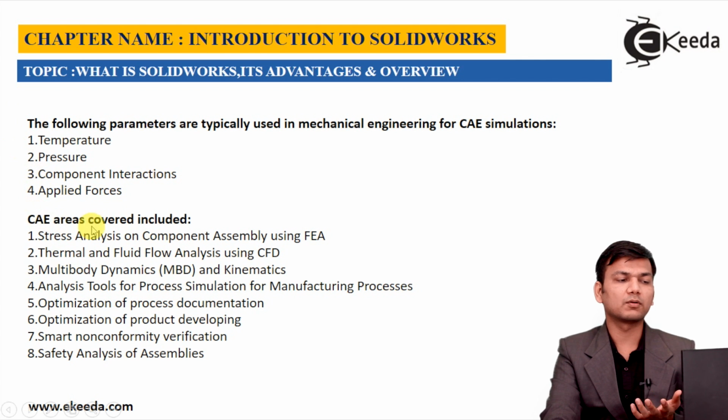Now, CAE areas covered include, first, stress analysis on component assembly using finite element analysis. Basically, in this, finite elements are created, that is the mesh. Second, thermal and fluid flow analysis using CFD, likewise pipe structures or boiler structures. Third is multiple body dynamics and kinematics. Fourth, analysis tools for process simulation for any manufacturing processes, like in lathe machines or drilling machines. Fifth, optimization of the process documentation. Sixth is optimization of product development. Seventh, smart non-conformity verification. Eighth is safety analysis of the assemblies.